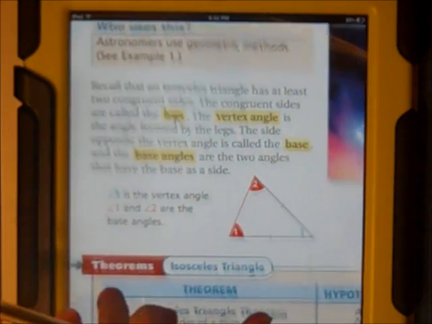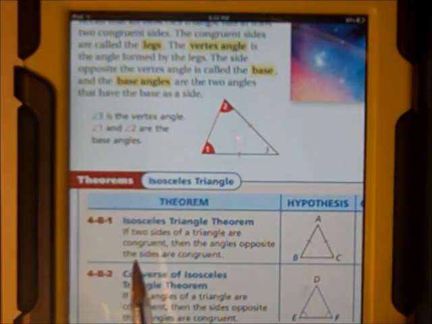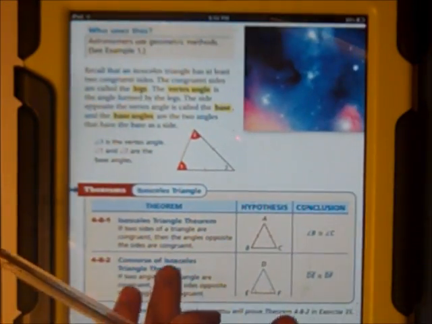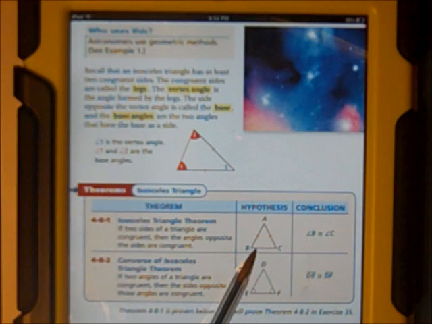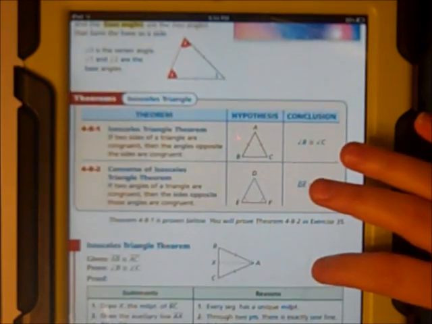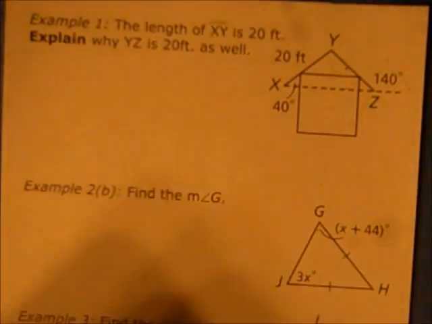Alright, so two theorems are really a theorem and a converse for isosceles. The isosceles triangle theorem says if two sides are congruent, then the two base angles are congruent, and that's what I was just talking about up here. The converse of that says if two base angles are congruent, then that must be an isosceles triangle and the two opposite sides are congruent. Okay, so those are important.